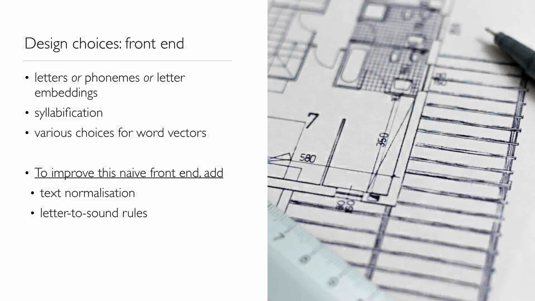Okay, I'll wrap up now by saying a few words about design choices of the front end. I'll hurry up because I don't want to go behind time. I've mentioned using letters. You can choose to use phones or some mixture. Let me skip ahead to the various choices for word vectors. There are lots of fashionable ways of learning word vectors these days. You might want to learn them as weights within a neural network, so you can jointly learn these things with some other task.